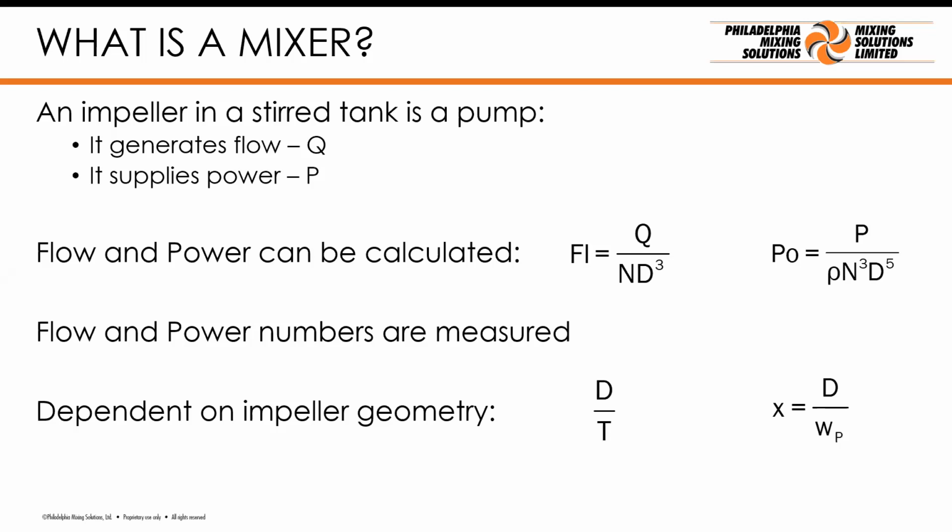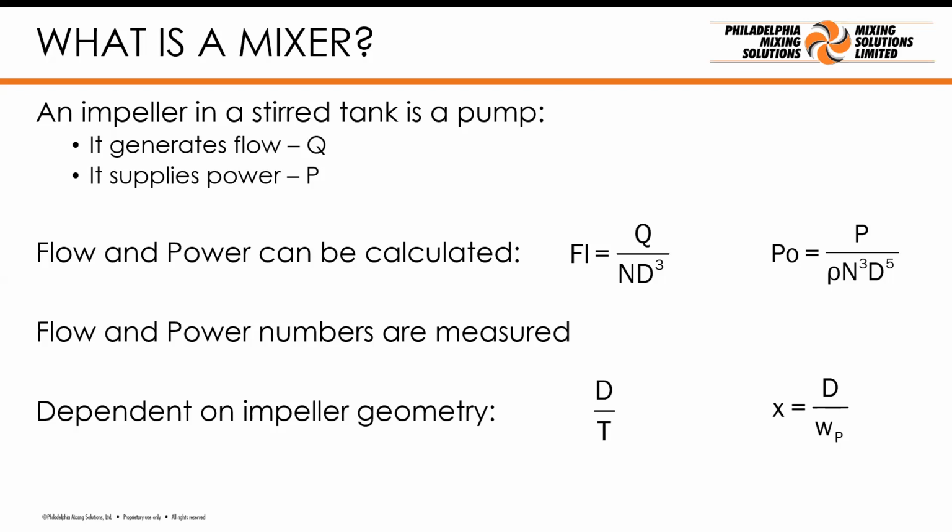So what is a mixer? A mixer is a pump, and most engineers, chemical engineers and mechanical engineers, are taught about pumps, and we look at a machine that generates flow, and it supplies energy, it supplies power to the fluid. So for an agitator in a stirred tank, the flow and the power can be calculated using 2 dimensionless numbers. The first is the flow number.